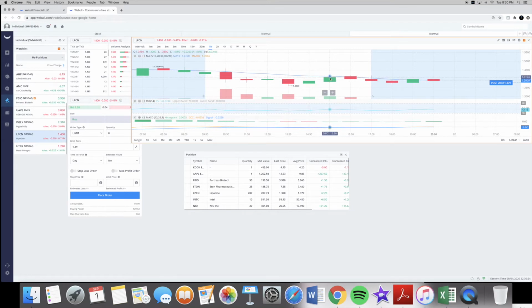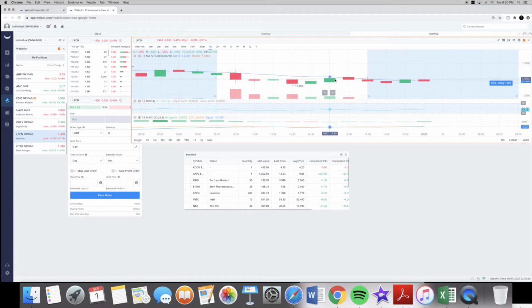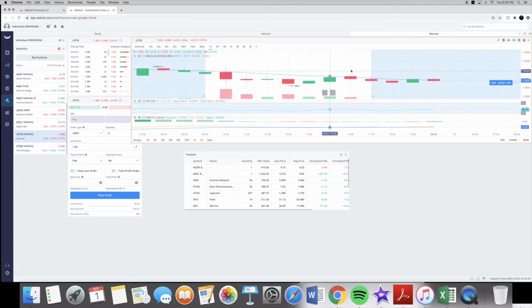And again, during the green, you can have that little hair as well. See if you can see it here better. You're going to see it right here. So that means during that hour, the stock traveled around that price.